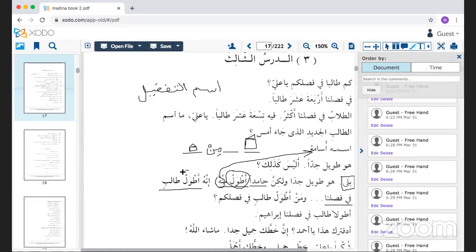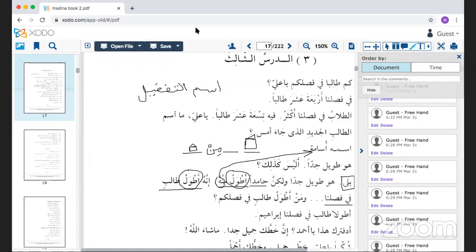So therefore, what's the ruling that we have to follow about ism tafdil? We say that it should be mufrad, mudhakkar, singular and masculine. And is this jaiz or is it wajib? Wajib. It's wajib. Why is it wajib? It is jaiz, not wajib.